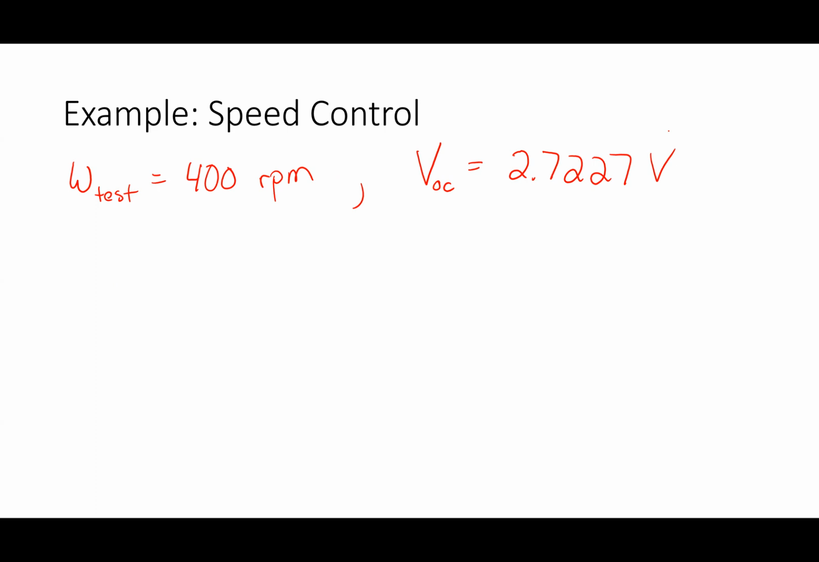What I'm going to do is operate this machine at 2 different conditions. But the first question I have is, if this machine was spun at 400 RPM and I measure that open circuit voltage, how do I figure out the K value of the machine?